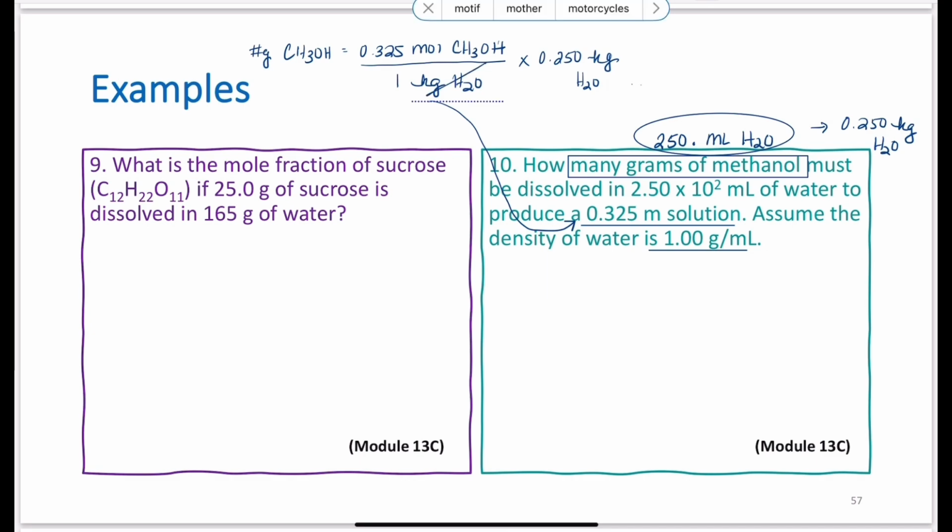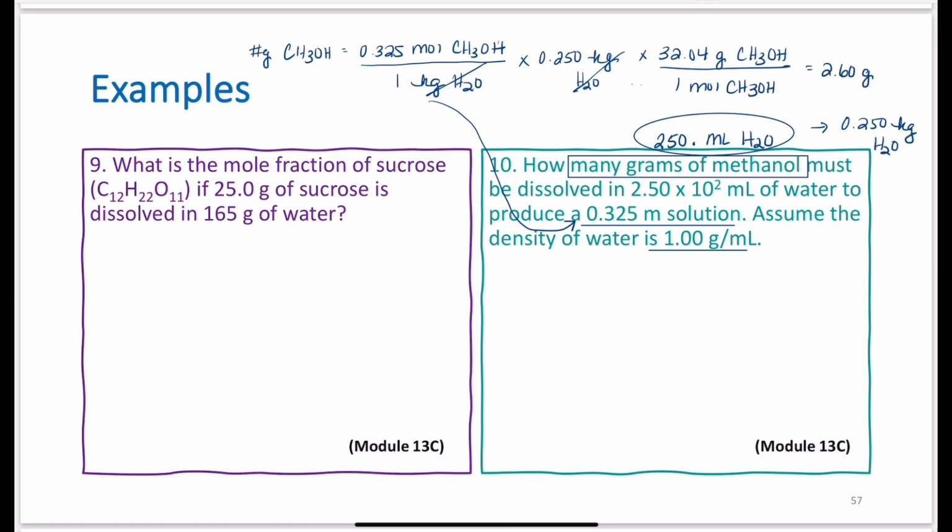If I stopped right here, this would give me the moles of methanol I need. But I don't really want moles. I want grams. Can't measure moles out. 32.04 grams of methanol to every 1 mole of methanol. I need 2.60 grams of methanol to make this solution. And to be completely honest with you, methanol comes as a liquid. So truthfully, the question should even just ask you for mL and give you the density of methanol as well. But as written, this is how you would solve it.